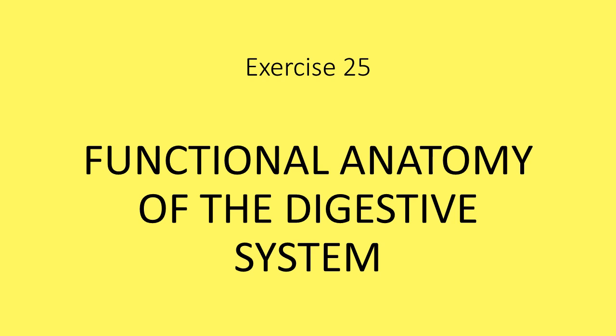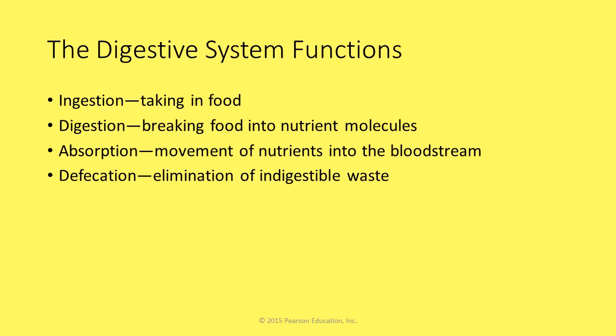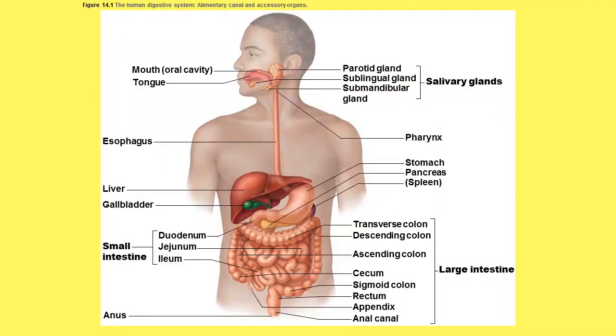This is exercise 25, dealing with the functional anatomy of the digestive system. The functions of the digestive system are ingestion, which is taking in the food, and digestion, which is breaking it down into the various smaller nutrient molecules, and then absorption, which is taking those nutrients into the bloodstream so they can go systemically where they're needed for all the cells throughout the body. And then defecation is elimination of any of the waste products.